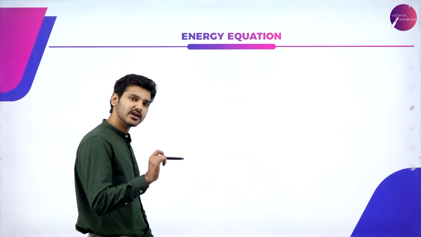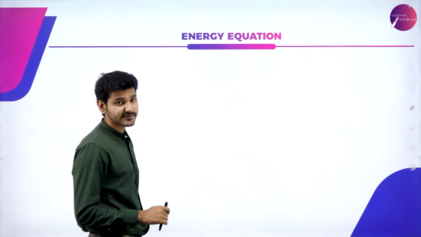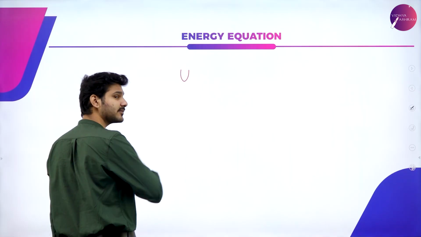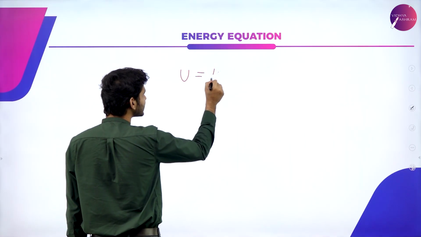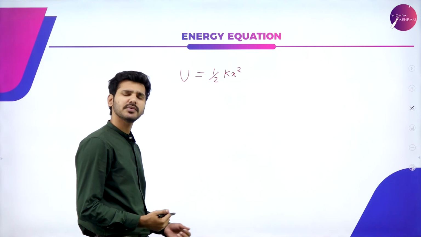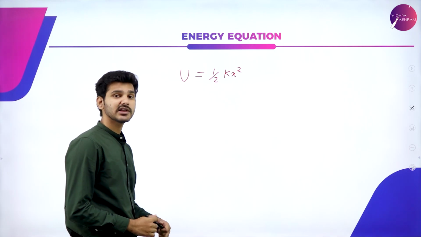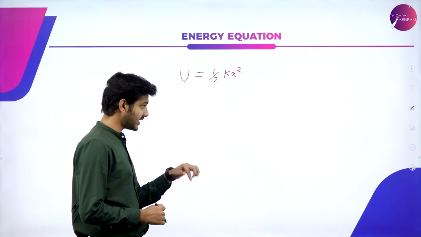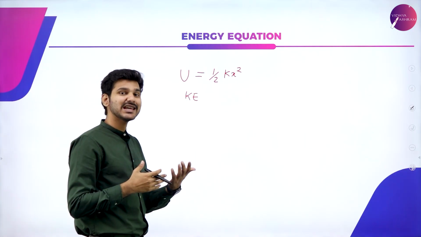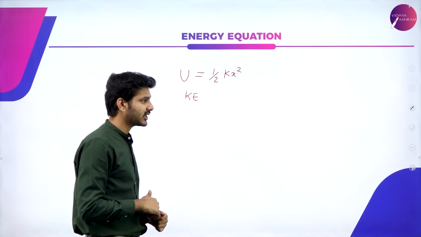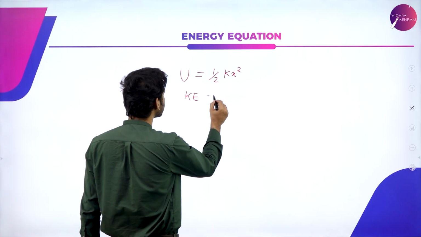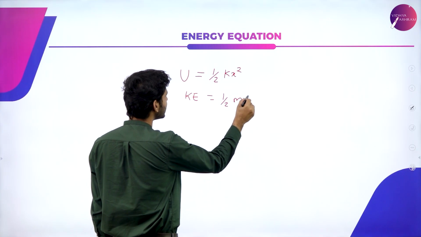Before getting into the figures, let's write down the equations for this energy. First we start with potential energy, indicated by the letter U. Potential energy is given by half kx square, which we already learned in the previous chapters. Then kinetic energy, that is KE. Usually it is indicated by T, but since your textbook does not teach that right now, I'm just going to use KE. KE is given by the equation half mv square.